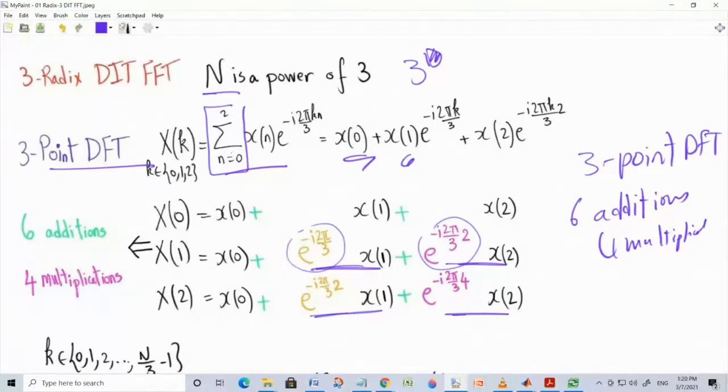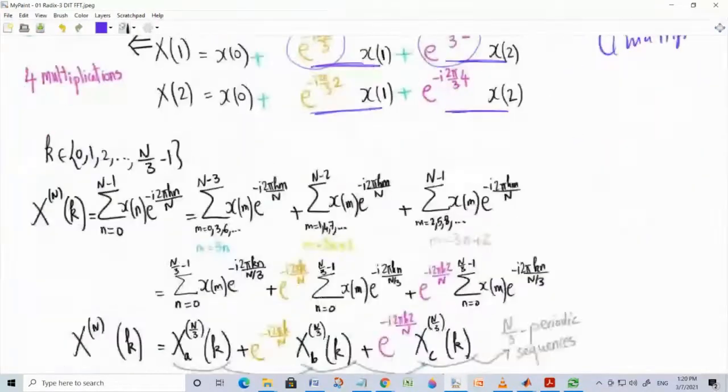So write down this summation for the 3 values of k equals 0, k equals 1, k equals 2, and you will see basically the computations that you need to carry out in order to compute the 3-point DFT. So this is if the power of 3 is 1, and you will just do it this way. You will have to do 6 additions, 4 multiplications. But what if we have a general power of 3?